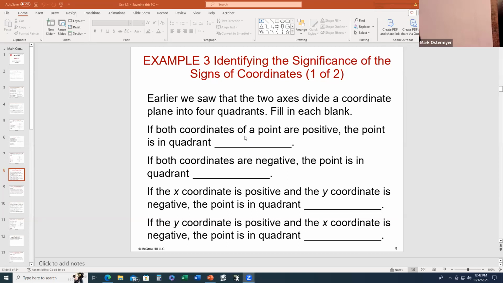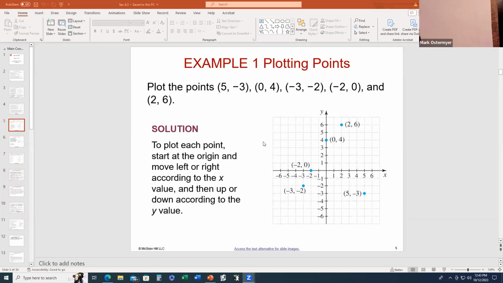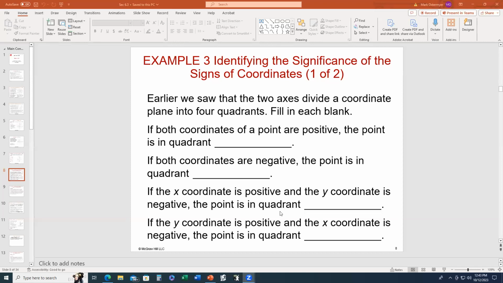Now, earlier we found out that our two axes divide our coordinate plane into 4 quadrants. Let's see if we can fill in these blanks here. If both coordinates of an ordered pair or a point are positive, the point would have to be in what quadrant? What quadrant do you think, Liz? Both the X and Y coordinates are positive. What do you think? Quadrant number 1, exactly. So this would be quadrant 1, and we denote it by saying Q Roman numeral 1.